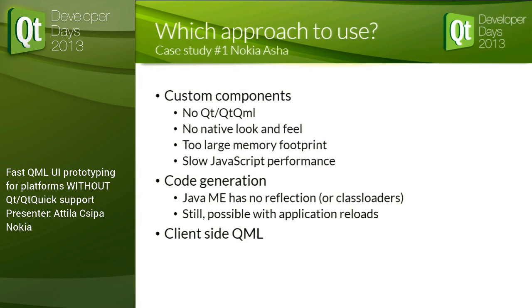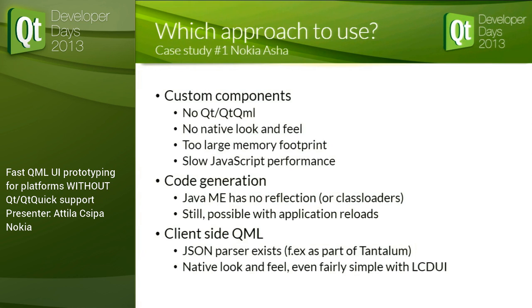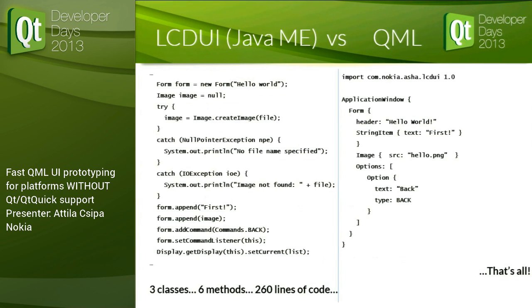And finally, clients like QML, as crummy as it is, turns out that there is a JSON parser. I have shown you a code snippet of how I used, for example, Tantalum to parse this and construct one. And we said with LCD UI we can get a native look and feel. That sounds promising. So let's take a look. And this is what we end up with. On the left, I couldn't include the whole thing. It was so long. So there were 3 classes, 6 methods, just for a hello world, and a simple form with an image and the text. And it's like 260 lines of code. So when I iterate over this, when my designer says, okay, how about we change the order of things, or we put some extra stuff in?